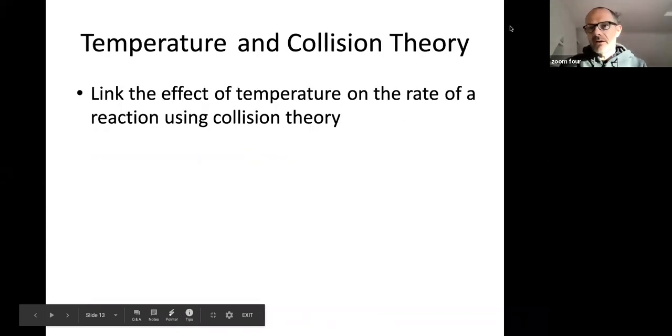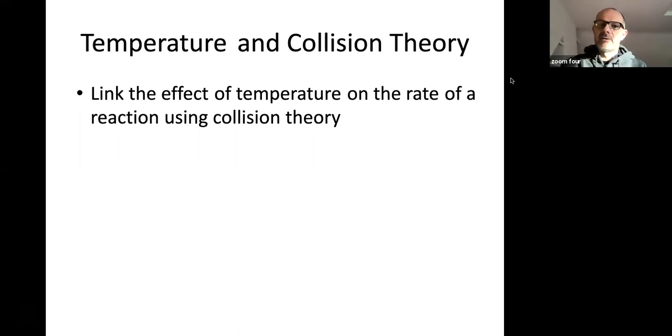So temperature. Now, this one I think is actually the easiest one to explain. Link the effect of temperature on the rate of reaction using collision theory. Now, hopefully you all have got the idea, if we warm up a reaction, most reactions, they go quicker. Cooking is a great reaction. I really like cooking, and I like chemistry. And if you turn the temperature up, it cooks faster. The reaction happens quicker. Why is that?